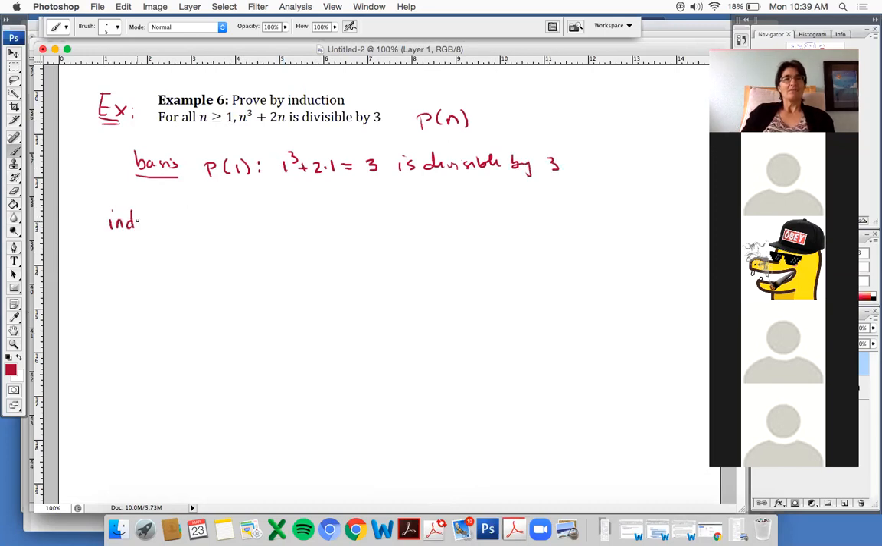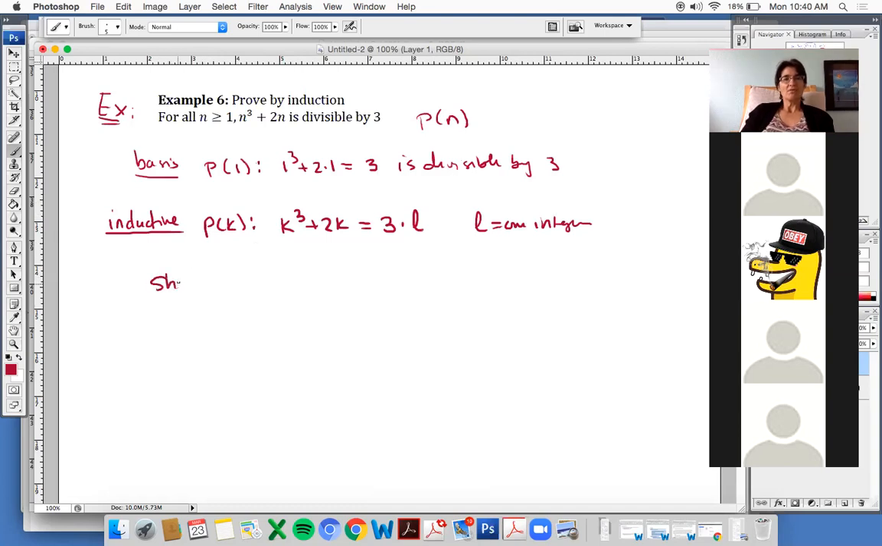Now for the inductive step, look at P(k). P(k) says k cubed plus 2k is divisible by 3. So the way I can write that is to say this expression is 3 times an integer, let's say L, and it is an integer. This expresses mathematically that this expression divides by 3 exactly. So this is taken as true.